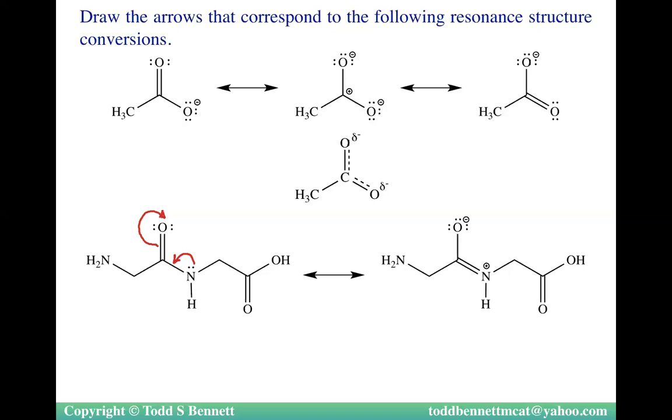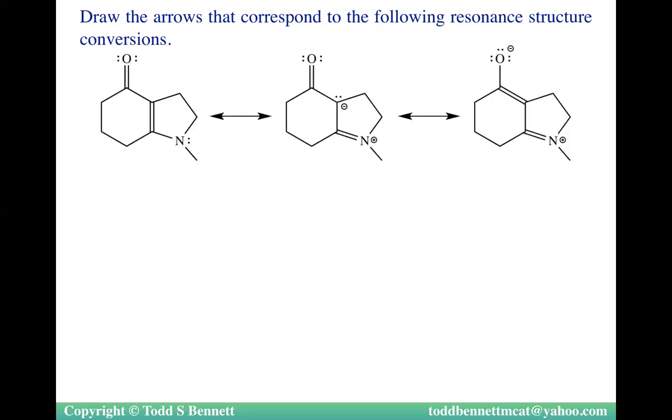So I've chosen an example, what's known as an amino acid or dipeptide. So this used to be one amino acid, this is a second amino acid, and they've come together. So you can have a peptide linkage with resonance. Okay, draw the arrows that correspond to the following resonance structure conversions. Ooh, this one looks a lot more complicated. So let's see where things are.